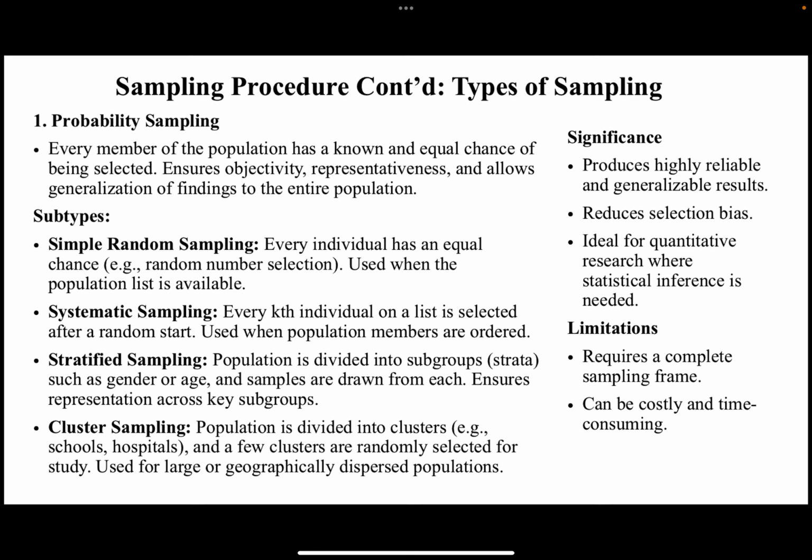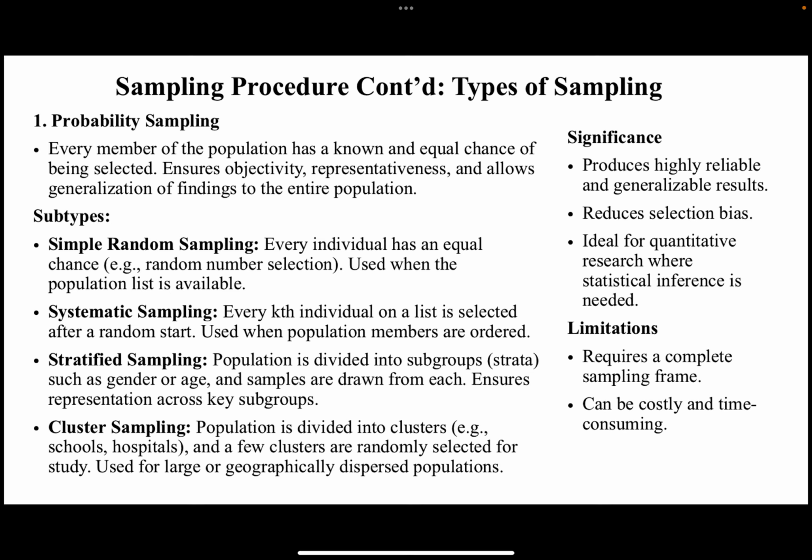In probability sampling, we are forming our sample, or the portion, from the population. Every member within the larger population has a known and an equal chance of being part of the sample. That is what we mean by probability sampling. Probability sampling is scientific. It is very objective. And one key strength of probability sampling is the fact that it allows researchers to generalize their findings to the entire population.